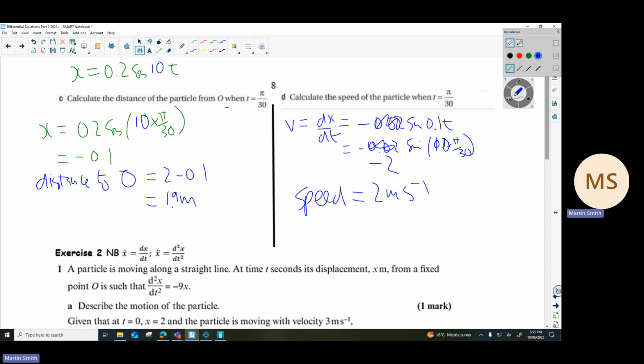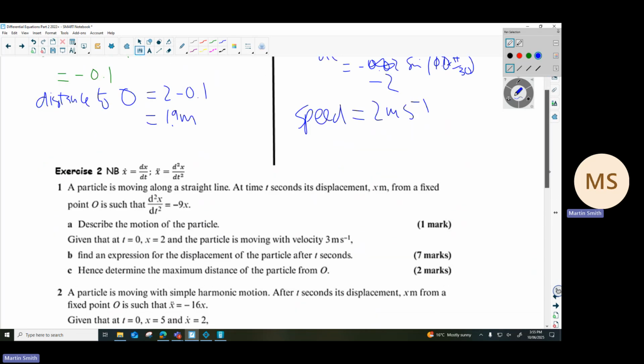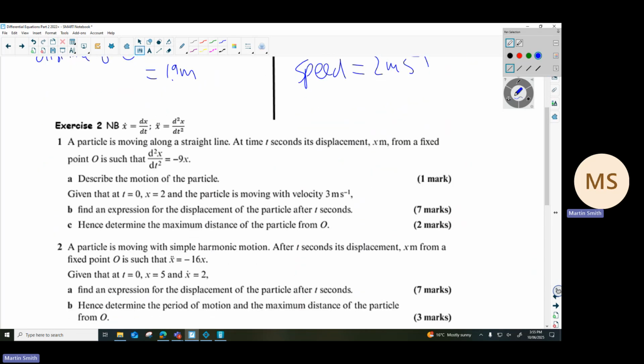You are now in a position where you can do exercise 2. Can I just warn you about a bit of notation that they use? In some of the questions, they'll talk about x double dot. x double dot is just a notation that means d2x by dt squared. Sorry, my mistakes. You may now do the work.